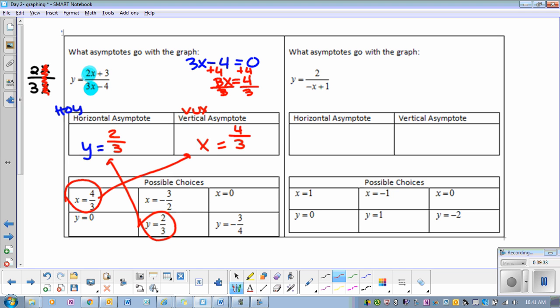Let's try the next one. Which asymptotes go with this graph? Okay, horizontal asymptote, we said that this is Hoy. And vertical asymptote is Bucks. So it's x equals, right? Now, how do I get my vertical asymptote?